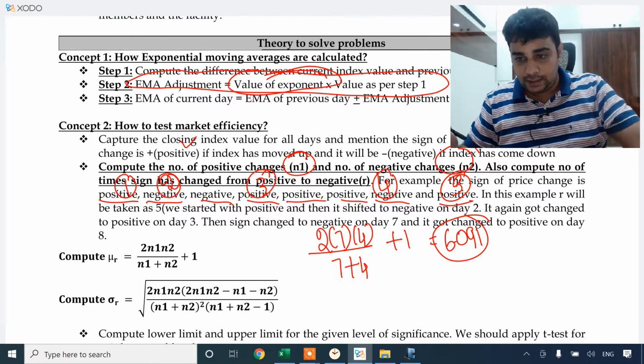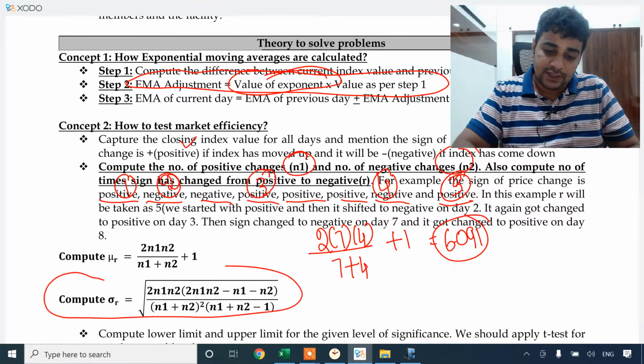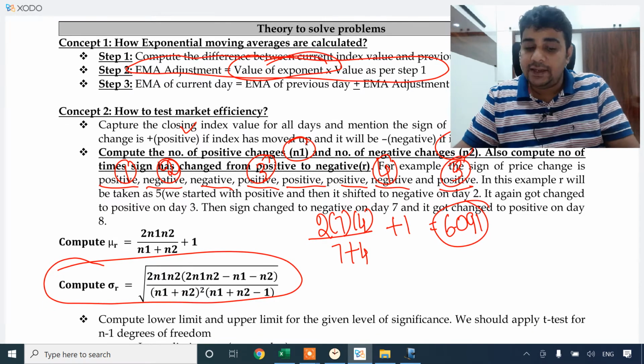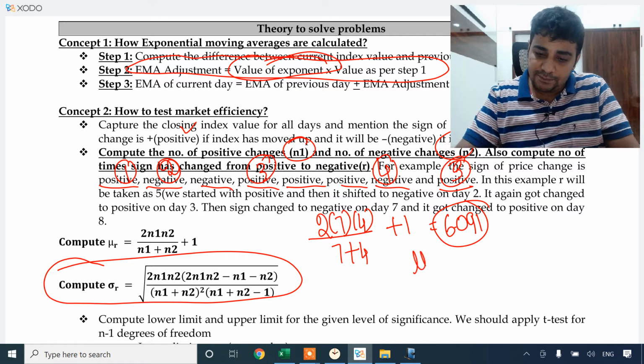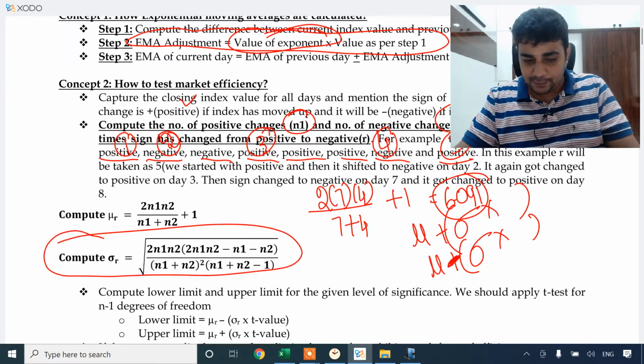We look at a range. That range is dependent on the standard deviation. Standard deviation is the square root of 2n1n2 into (2n1n2 minus n1 minus n2) divided by (n1 plus n2) square into (n1 plus n2 minus 1). Again, you will have to remember the formula. You may see this the day before the exam. So the upper limit is mu plus standard deviation, and the lower limit is mu minus standard deviation for the number of runs, and there's some multiplier on this. I'll touch upon that multiplier in some time.